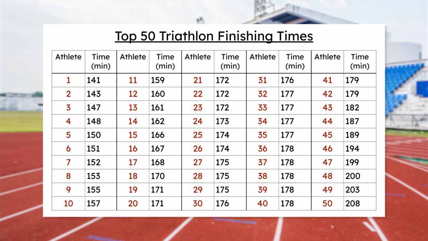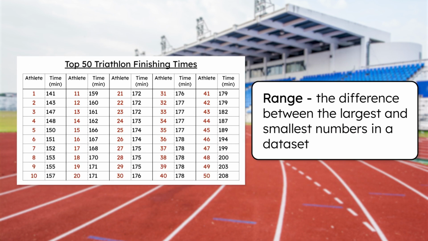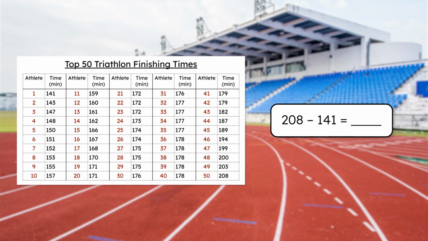What do you notice about the fastest and longest finishing times? The fastest triathlon time was 141 minutes, while the longest was 208 minutes. The range is the difference between the largest and smallest number in a dataset. Pause here to find the range by subtracting 141 from 208. Our range, or the difference between 141 minutes and 208 minutes, is 67 minutes.